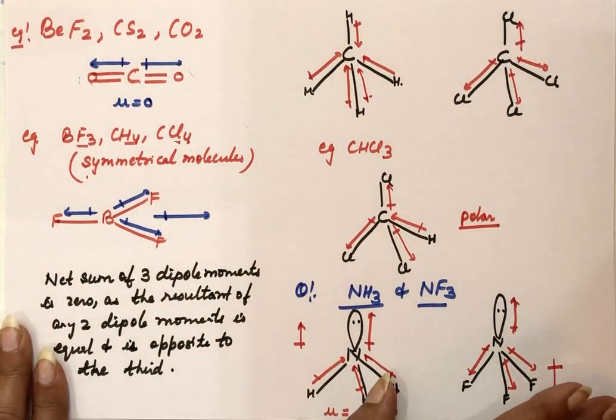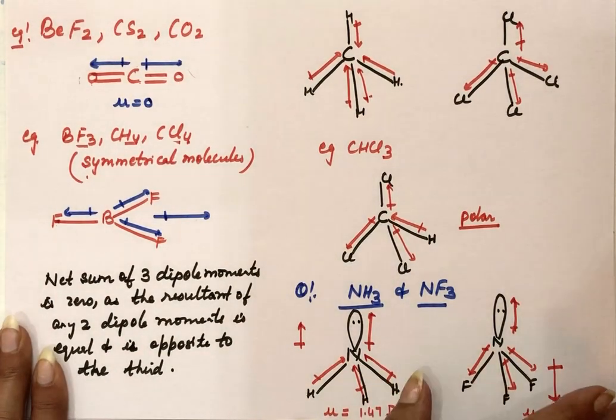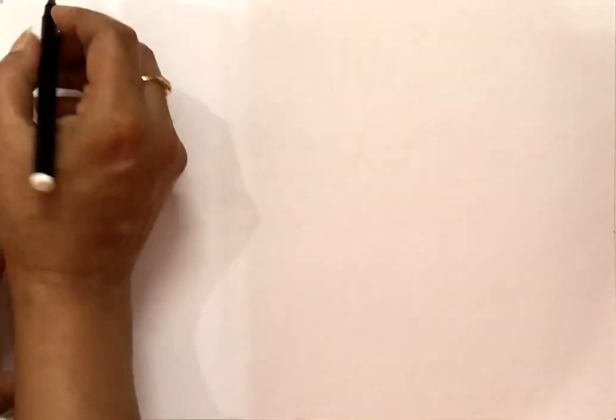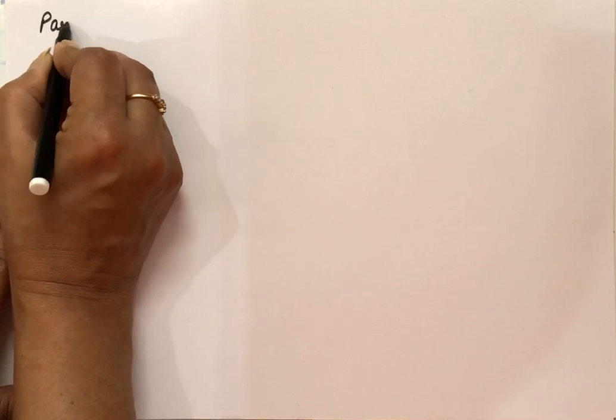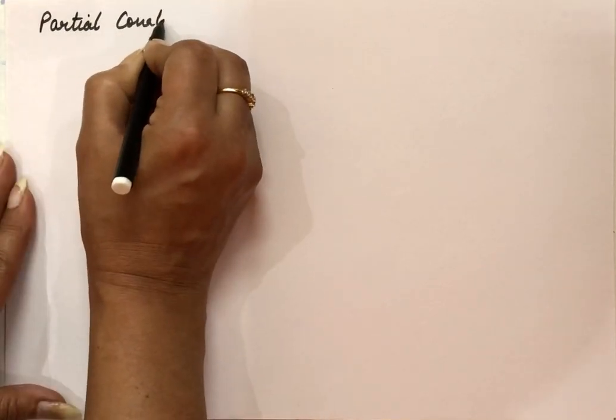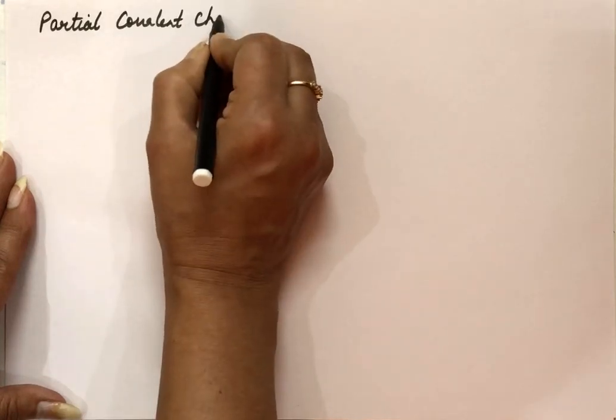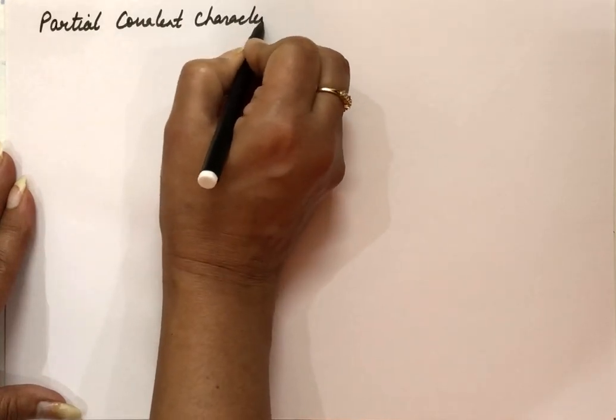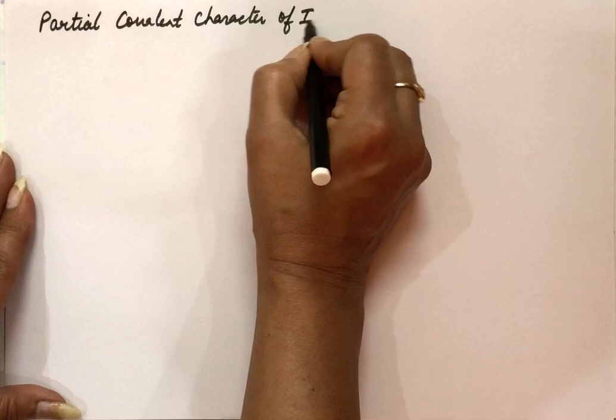So this is a question. Now next we have the partial covalent character of ionic bonds.